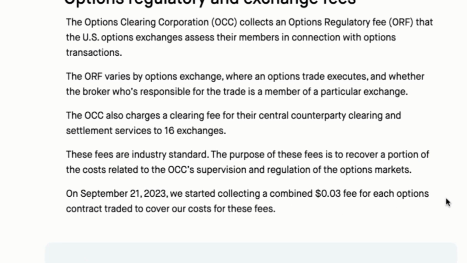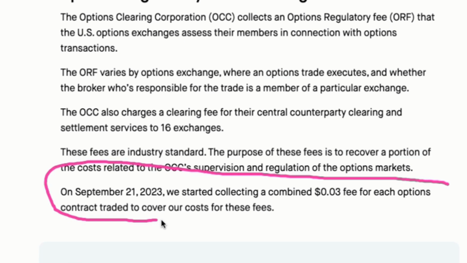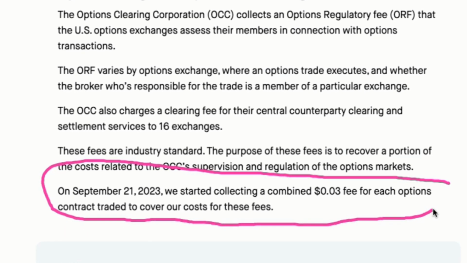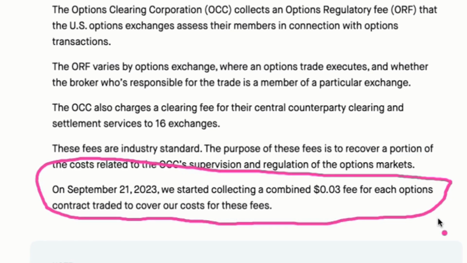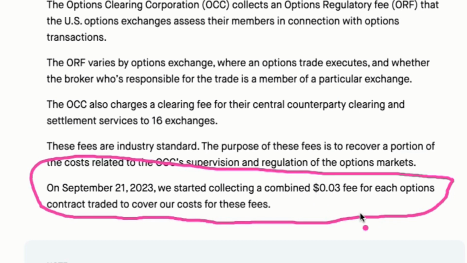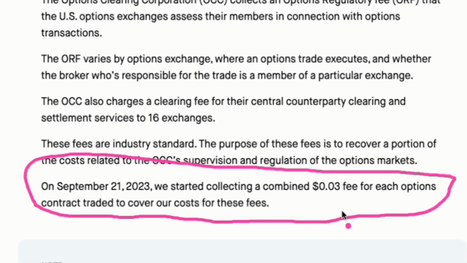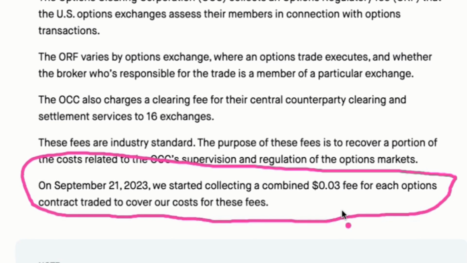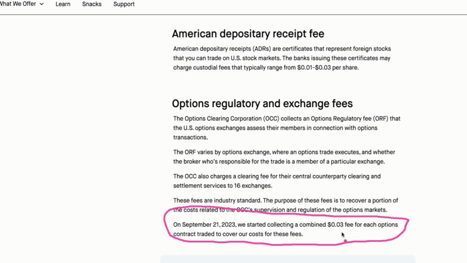So when I dug further into that, what I found out was, if you look at their fees, there is a new fee that has been added. If you look here, on September 21st, and that's why I said for the last couple of weeks I have been seeing this transaction fee. So they have added a combined fee of 3 cents, and this is for each leg. So if you open a spread in options, which is a combination of two legs, that means you're going to pay 6 cents per trade, right?